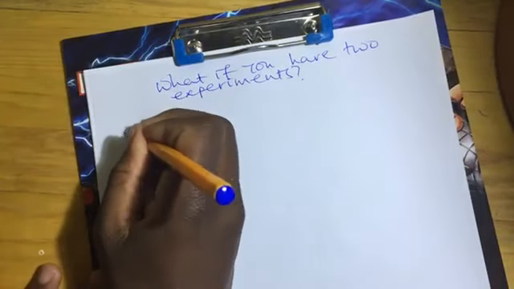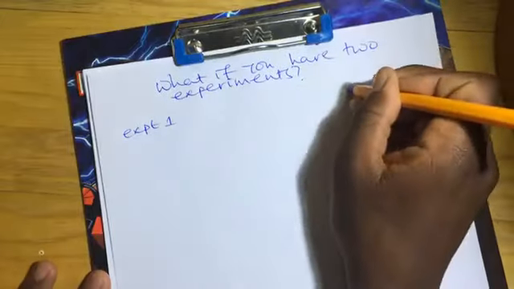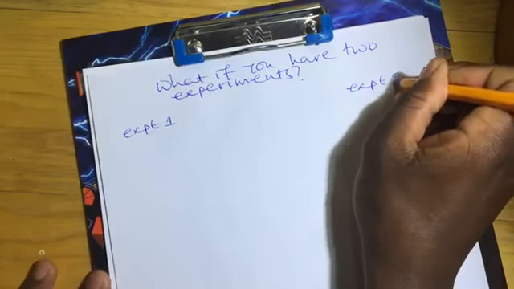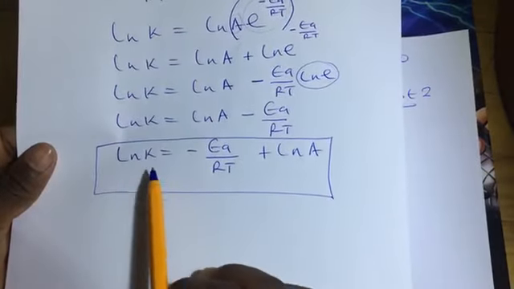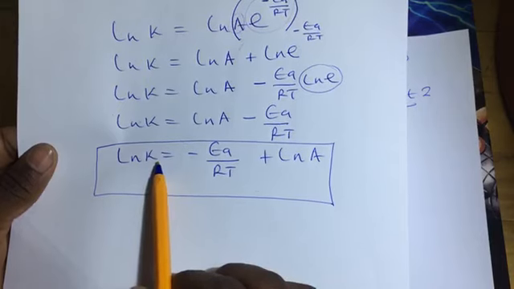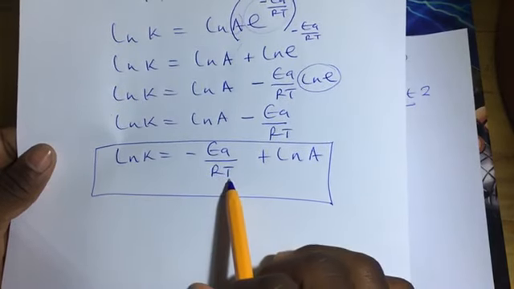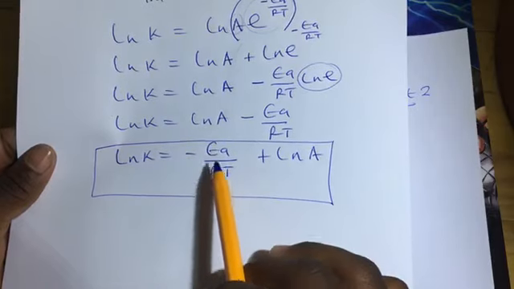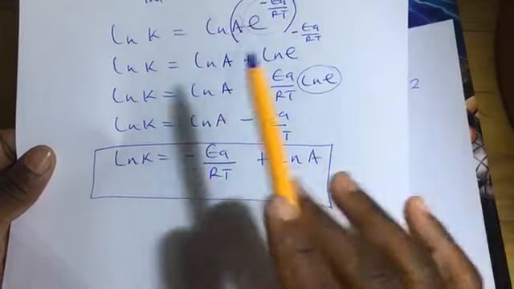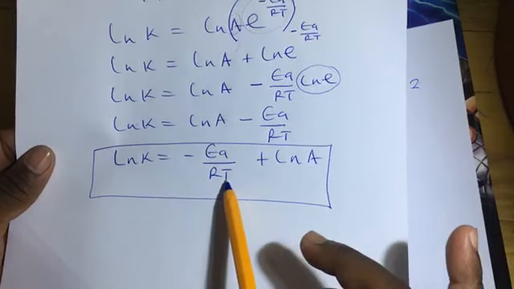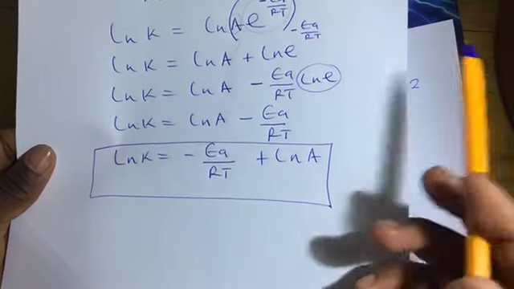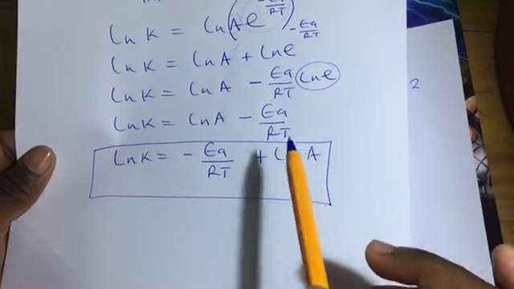So this is going to be experiment 1, and this is going to be experiment 2. For experiment 1, we're going to use the same Arrhenius equation, except experiment 1 is going to have its own constant and its own temperature. Activation energy is the same regardless of the conditions. E is the same, R is a constant, A is the same, it doesn't change.